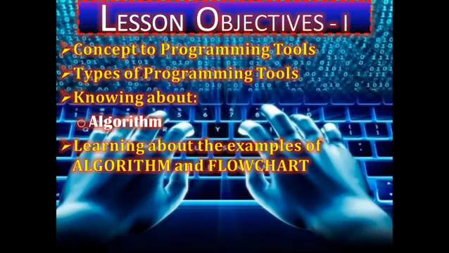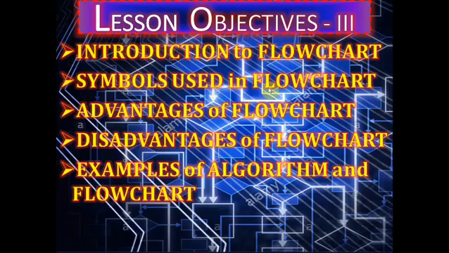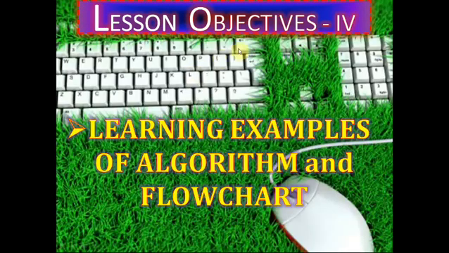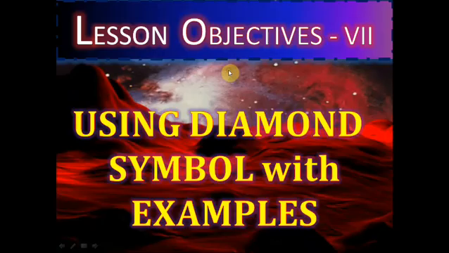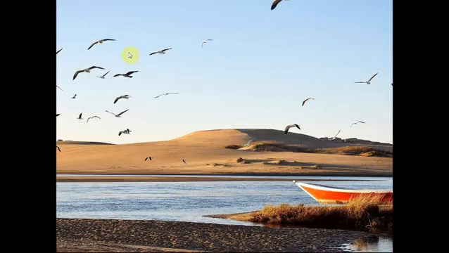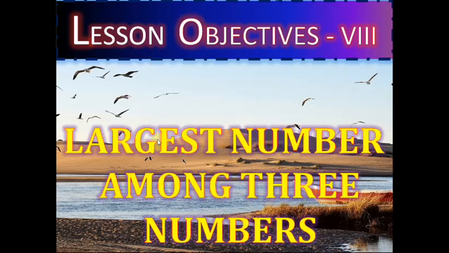First of all, I want to show you the lesson objective of programming tools part 1, and this is the lesson objective of programming tools part 2. You have already studied about these parts. This is the lesson objective of part 3, and this is part 4. Here part 5, part 6, and yesterday you read about part 7, and today we will be discussing programming tools part 8. In this part you will learn only one algorithm and flowchart: how to write an algorithm to accept any three numbers from the user and find the largest number among them.